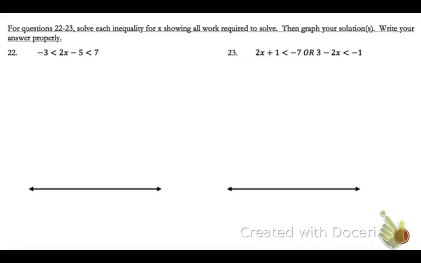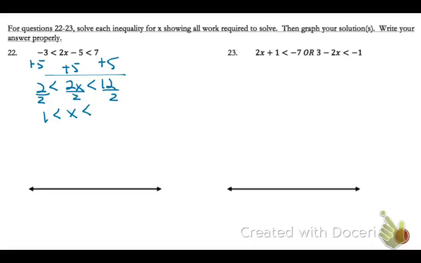To each side. So to the right side and to the left side. So negative 3 plus 5 is positive 2. It's greater than 2x, which is less than 12. Now we're going to undo what's being done to x on all sides. So we'll divide everything by 2. So x is going to be greater than 1 and at the same time less than 6.